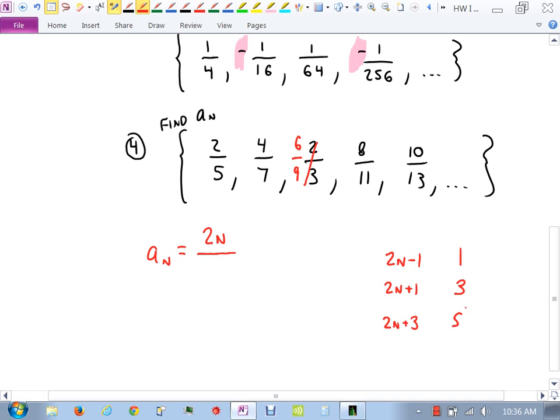I just added 2 more, right? Take this 2n plus 1, to start at 1, here's what I have. To start at 3, I had to add 2 to that, remember? And then to start at 5, I need to add 2 more to that. And then check it. Just plug in 1, you'll get 5. So that's it. That's the formula.